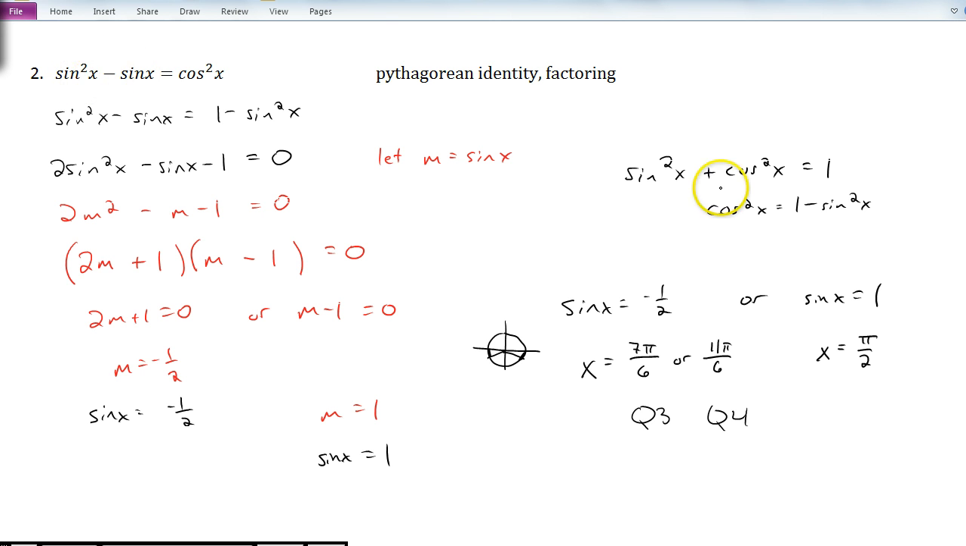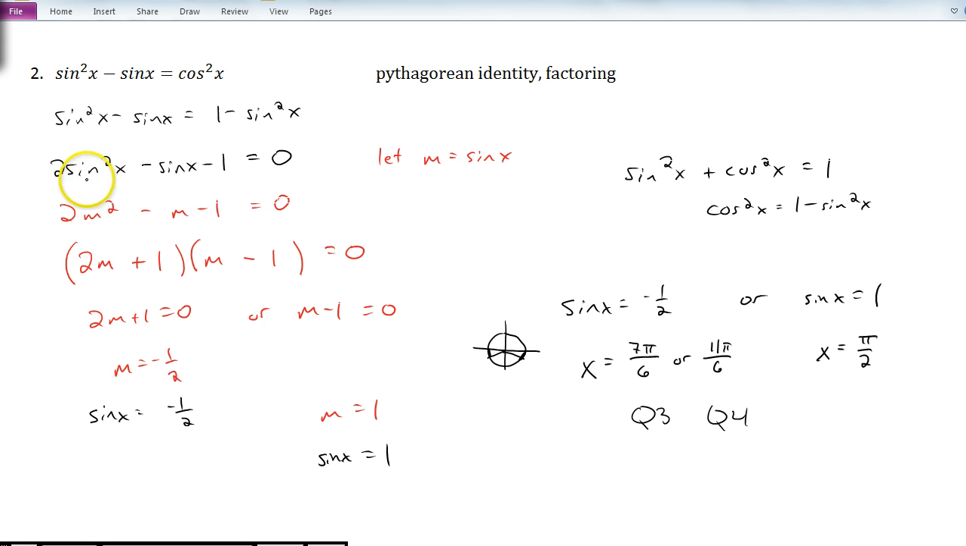Sine squared plus cosine squared equals 1. And I'm going to choose to use cosine squared is equal to 1 minus sine squared, so I can express all of the functions in terms of sine. So I replace cosine squared with 1 minus sine squared. All right, there's a little trigonometry there. Now I'm going to do some algebra. I'm just going to solve for 0. I'm going to get the equation equal to 0 by adding and subtracting both sides of the equation.